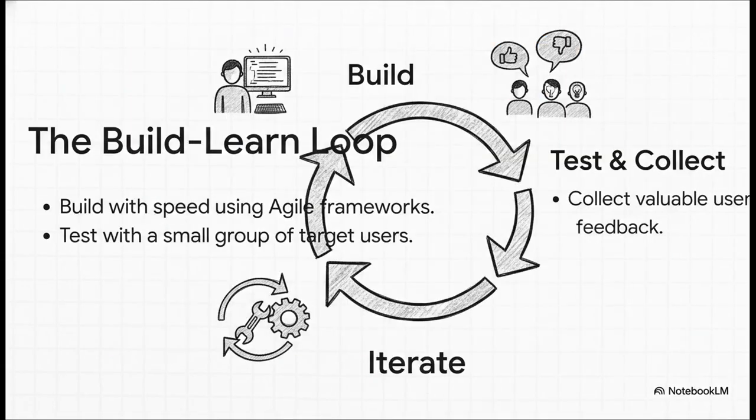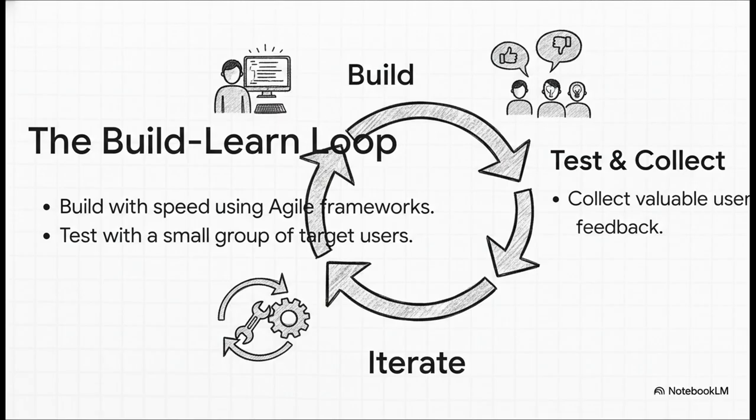And that brings us to the engine of phase 2, the build-learn loop. It's a constant cycle. You build fast using agile methods. You get it into the hands of a small group of users. You listen to their feedback, what they love, what they hate, what confuses them, and then you iterate, you improve.